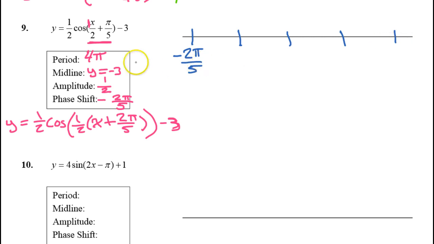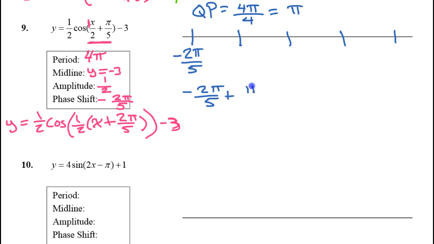So let's figure out what a quarter of the period would be. Since the period is 4 pi, a quarter of the period would simply be 4 pi divided by 4, which is pi. So I need to take my first number, negative 2 pi over 5, and add pi to it. That should give me the next x value. But I need like denominators, so this is the same thing as having 5 pi over 5. If I add these together, that's going to be 3 pi over 5. So that's the next value.